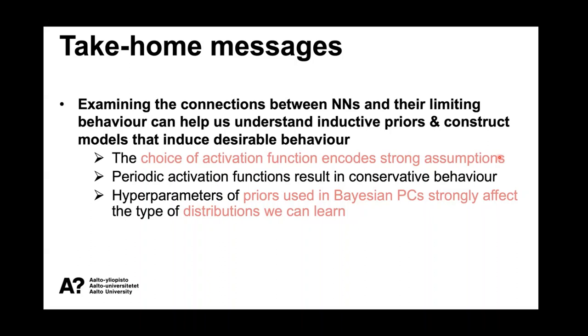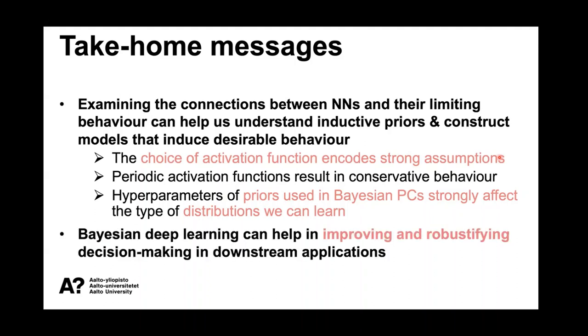We've seen that choosing the hyperparameters of the priors has a very strong effect on what you can actually learn with those models. And that in general, Bayesian deep learning, even though it's very difficult to do in practice, but now luckily there are good tools for doing approximate inference, can help in improving and robustifying decision making in downstream applications.